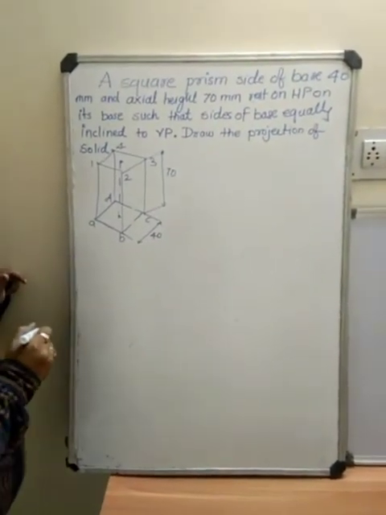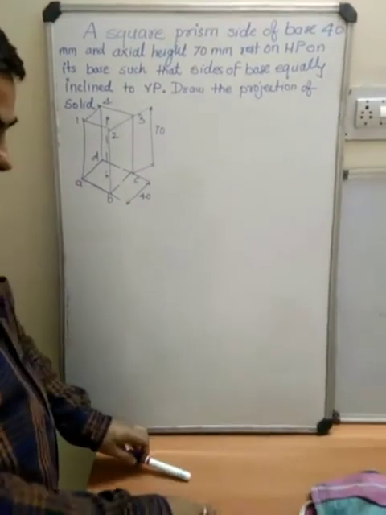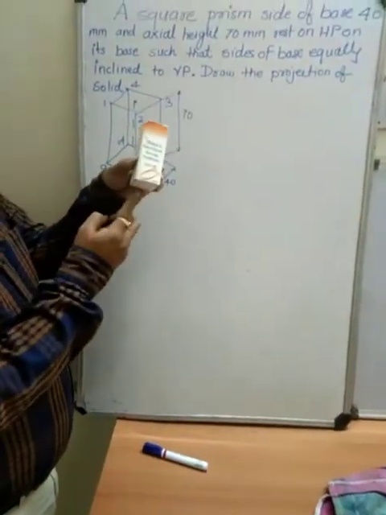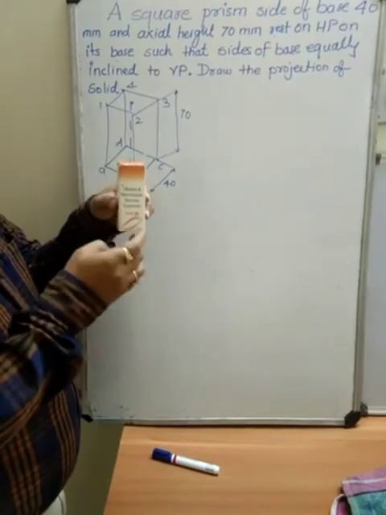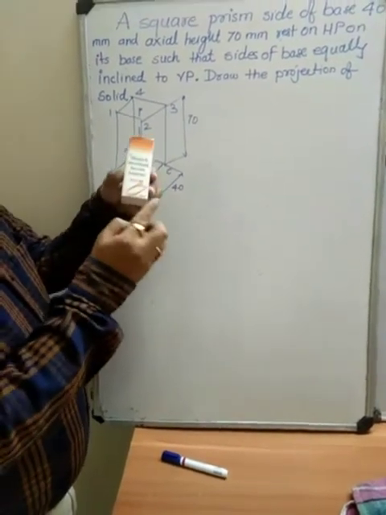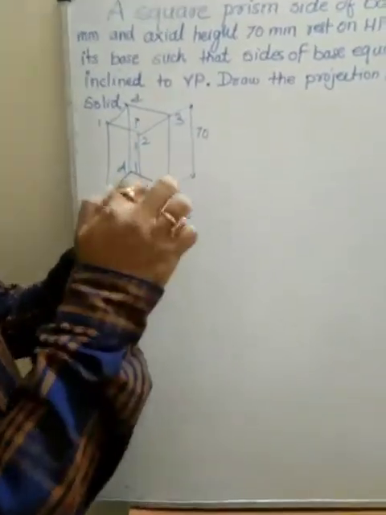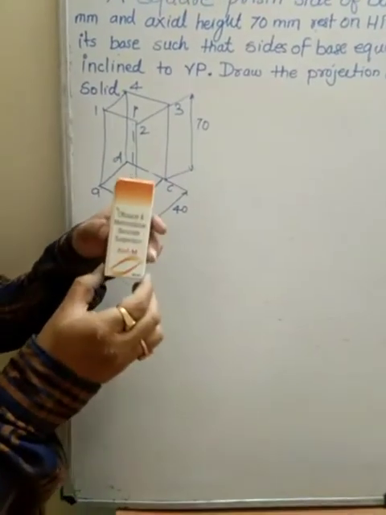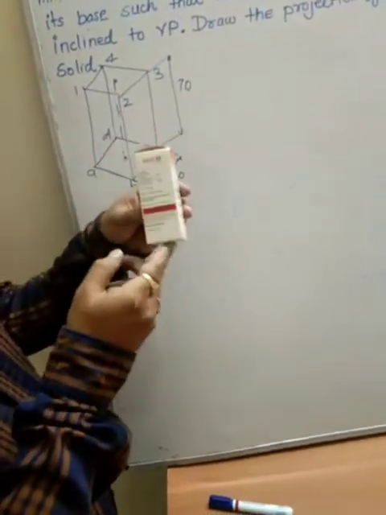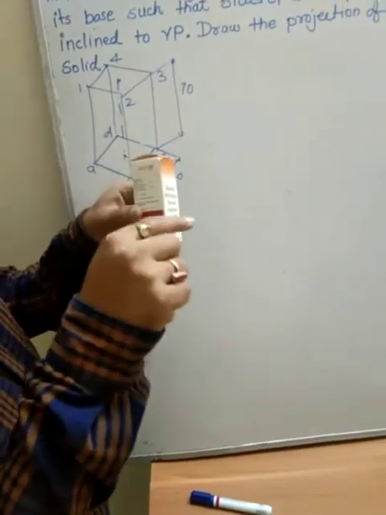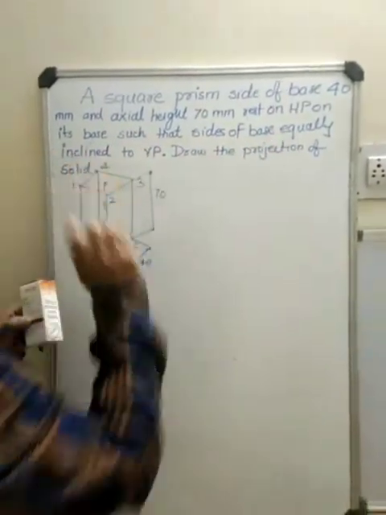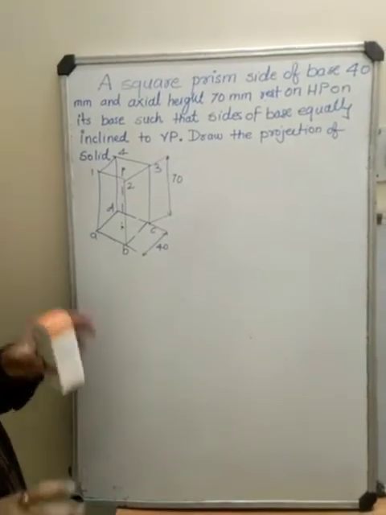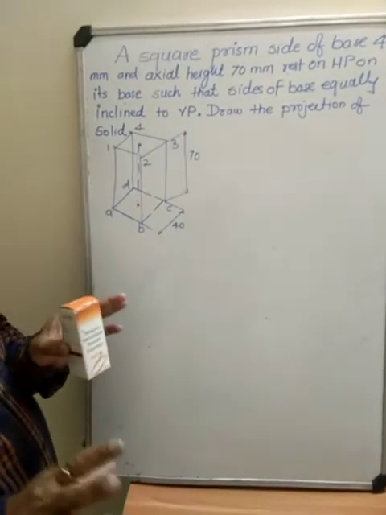That means now we have one solid. This is a square prism. This is the base square and it's a prism, that means two bases and an axis. Side of base is 40 mm and axial height is 70 mm. Now you will have to project that one, and the condition is the sides of base are equally inclined to VP. Now I will explain what the condition is.